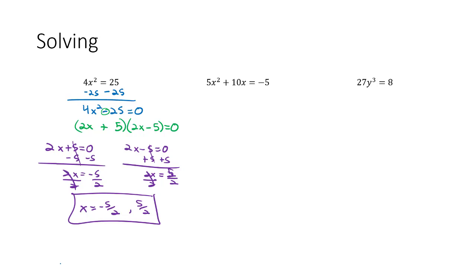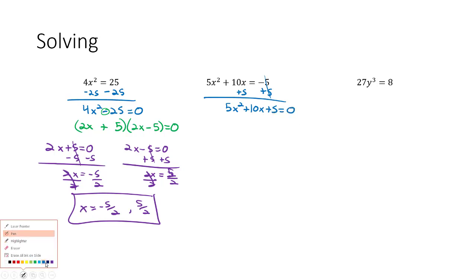The second example also does not equal 0. 5x squared plus 10x equals negative 5. So we make it equal to 0 by adding 5 to both sides. That gives us 5x squared plus 10x plus 5 equals 0. Then we can factor it. First thing we do when factoring is a GCF. We can pull a 5 out. That's x squared plus 2x plus 1 equals 0.